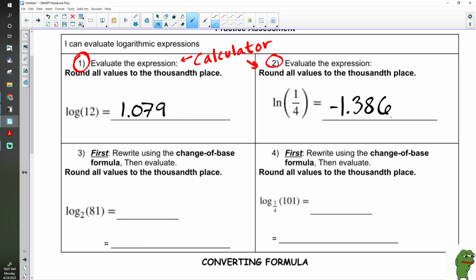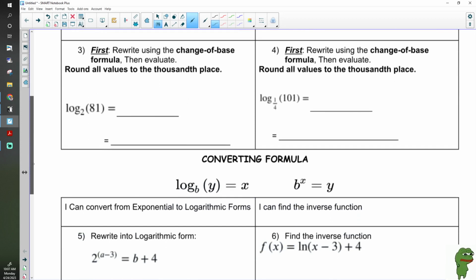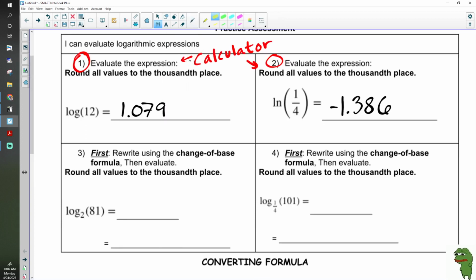If you look at number 3 and number 4, what's a little different? There's a base of a 2 and a base of a 1/4. Now, we can't just type in log 81. We can't just type in log 101 because these are not logs with base 10s and they're not ln's. So we have what's called the change of base formula. Okay, we're going to do it both ways. We're going to do it the old school change of base way, and I'll also show you the little bit cooler trick we can do with our calculator.